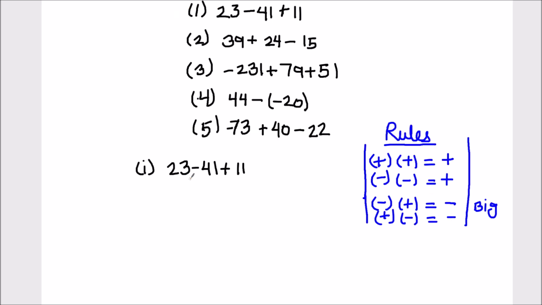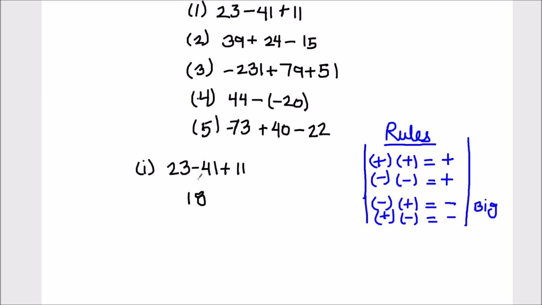Our first example is 23 minus 41 plus 11. The first two integers are 23 and 41. Here we see that 23 is positive as there is no sign, and minus 41 is a negative number. So one number is positive and the other number is negative. When the number is positive and a negative, we have to subtract the two numbers. So we'll subtract the smaller number from the bigger number. So we'll do 41 minus 23. 41 minus 23 is 18.